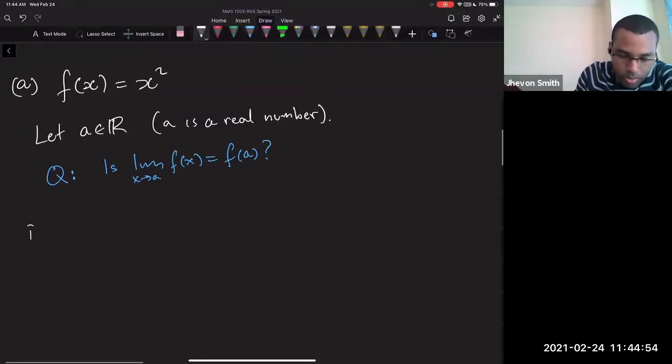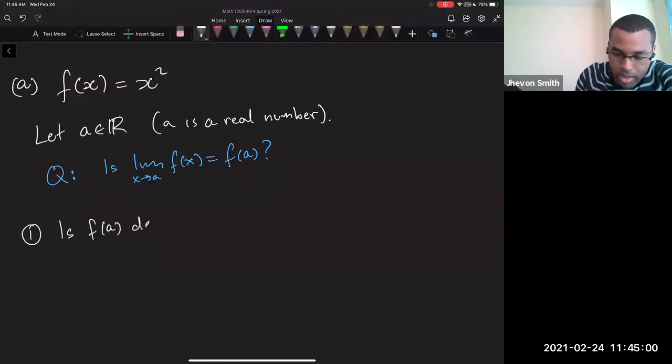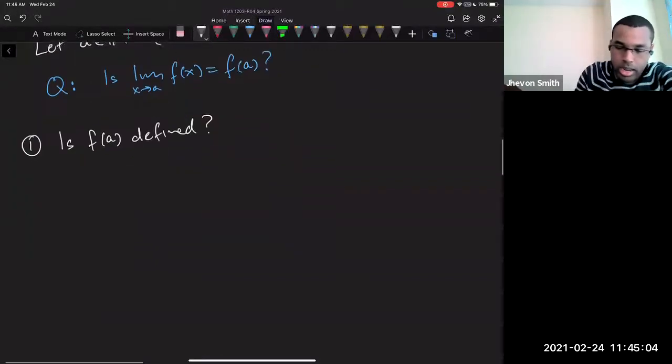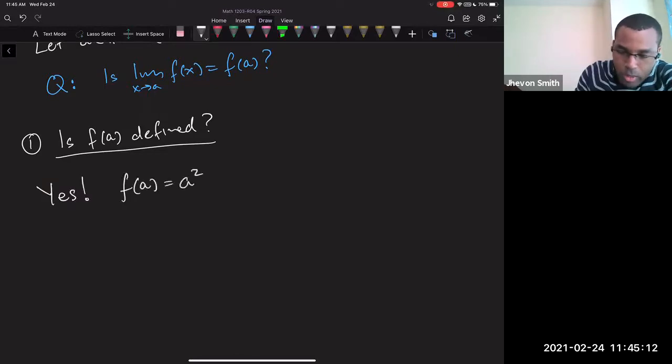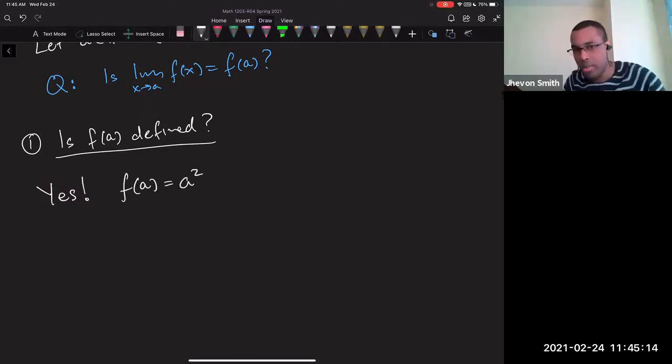So one, is f of a defined? And I'm going to check that. So I would say yes. F of a equals a squared. We learned how to do that since pre-calc class, right? This is called evaluating the function.